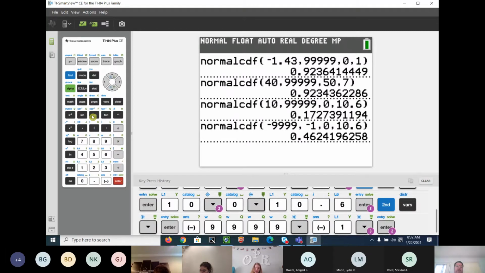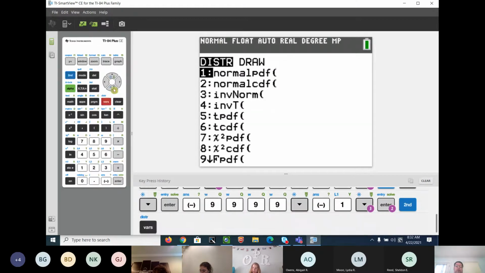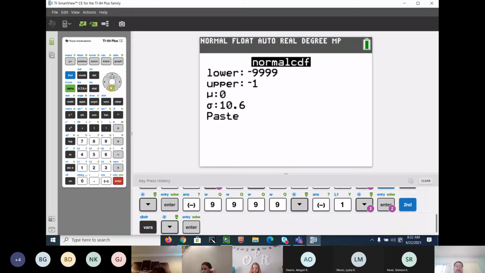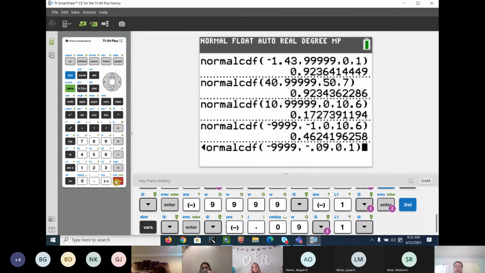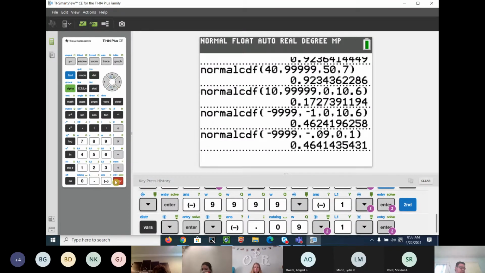I'm going to do the old calculator just to check. Second vars, normal CDF, negative 9999 to negative 0.09, and that's going to be a 1, and paste. 0.4641. So the old calculator gave me the same thing. Oh, it's a little bit high. Okay, I'm going to go with the old calculator, 0.4641.